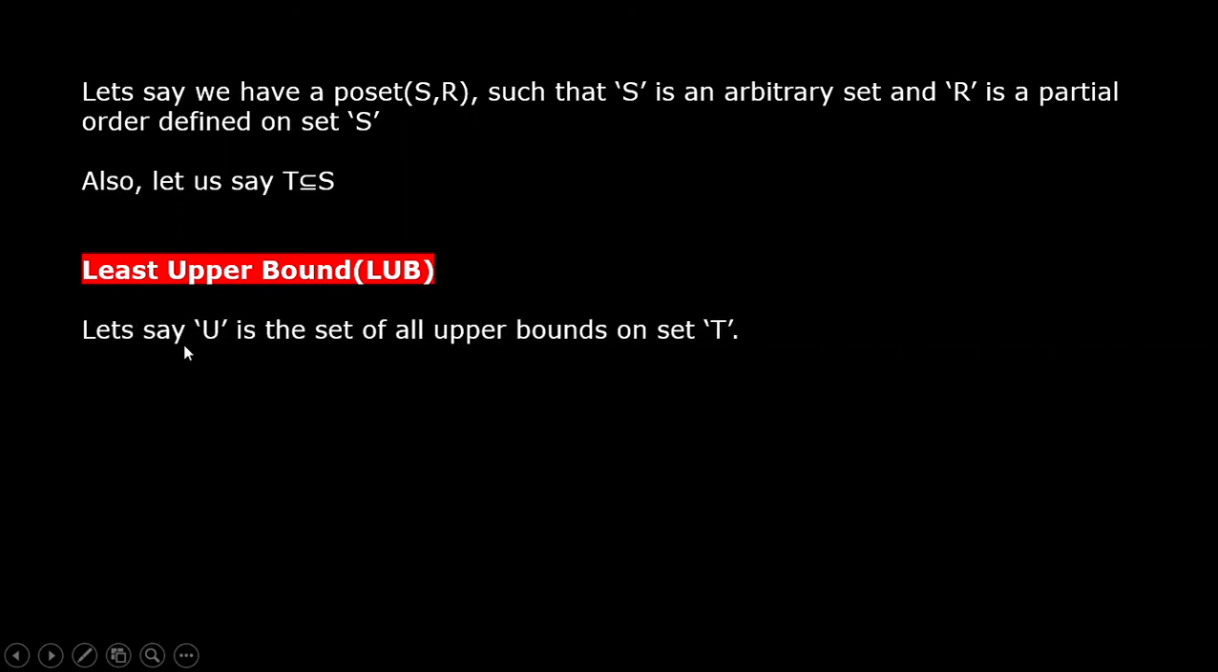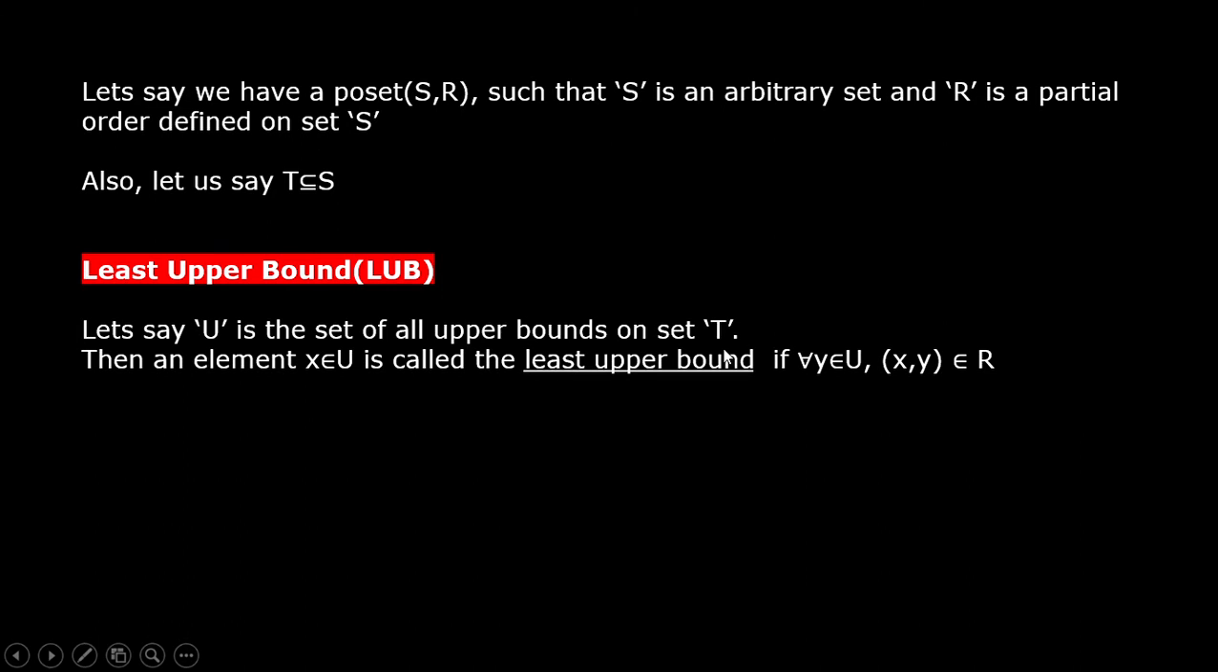Let's say that U is the set of all upper bounds on set T. Now here we have a set T which is a subset of the set S. Then we have a set of all upper bounds on set T. That means U denotes all those elements which form the upper bound on set T. So basically U is the set of all the upper bounds on set T. Then we take an arbitrary element X that is an element of set U.